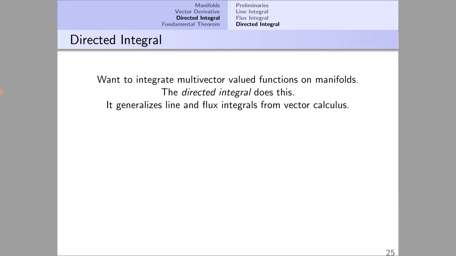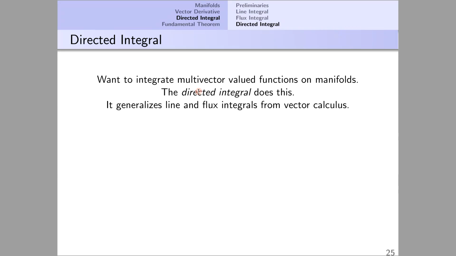We're now ready to discuss directed integrals over arbitrary manifolds. Recall that our goal is to integrate multivector valued functions on manifolds, and the directed integral does this. Actually, I think it's pretty clear how to proceed from our examples, especially the example of the generalization of a flux integral to a directed integral. The hard part is devising a suitable notation to express directed integrals in manifolds of arbitrary dimension.